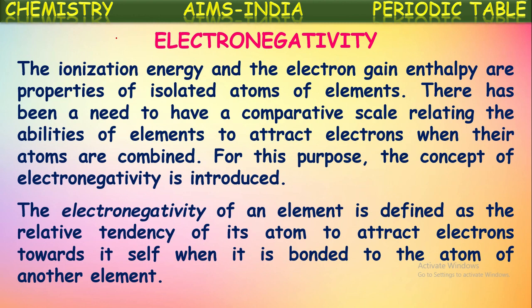Whereas ionization energy and electron gain enthalpy, these two are energies. One is required by the atoms, one is released by the atoms. Whereas electronegativity is the tendency of the elements by which they can attract the pair of electrons towards them. Okay.